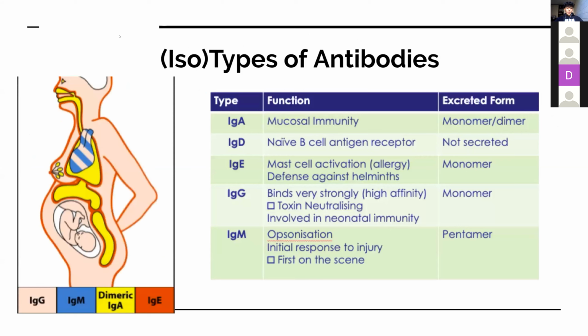So these are the isotypes of antibodies. An isotype is kind of different types of antibodies. And so you've got your IgA, IgD, IgE, IgG, and IgM. So IgG crosses the placenta, which is important. IgA is for mucosal immunity. So a lot of your GIT and stuff like that has a bunch of IgA. You've got IgG, which I already mentioned, and IgE is for allergies and helminths. So that's a good thing to know. All right, cool. Let's move to the next one.